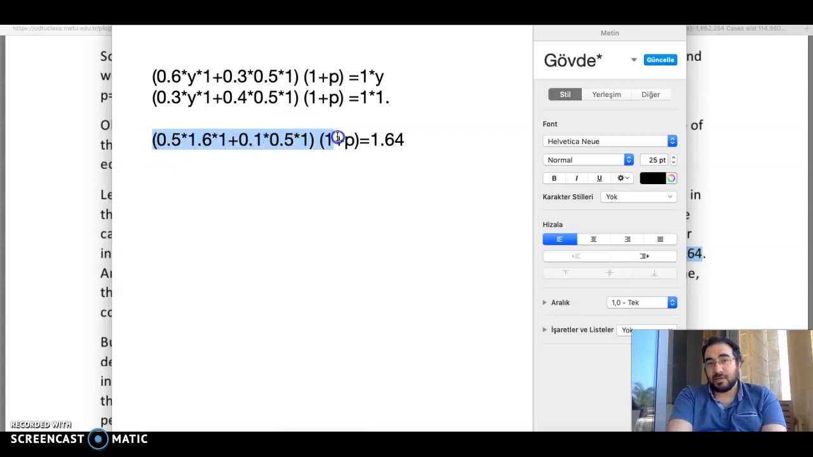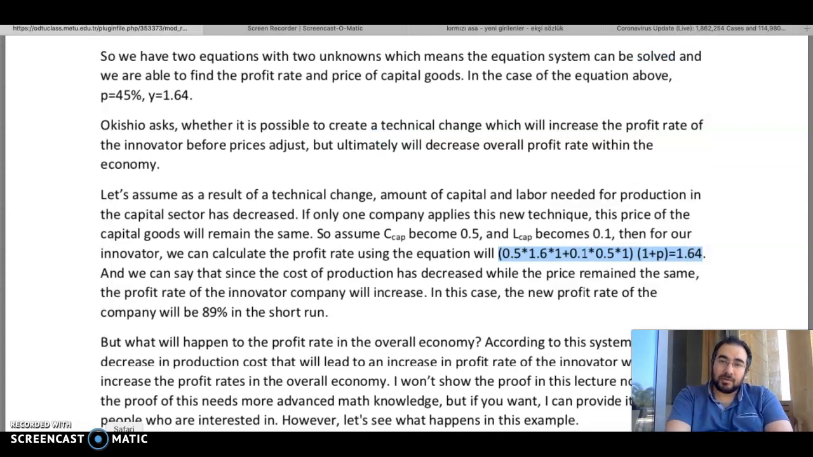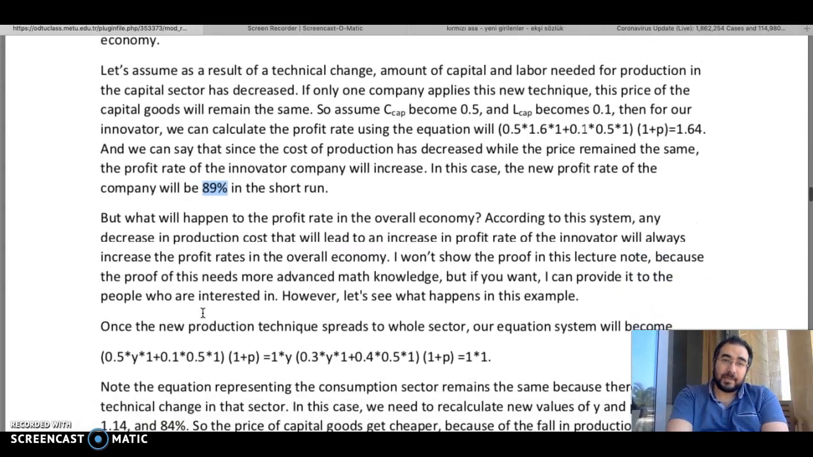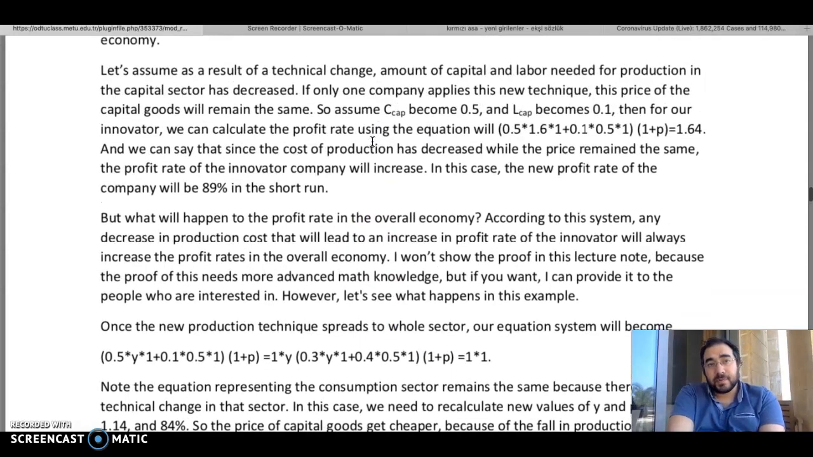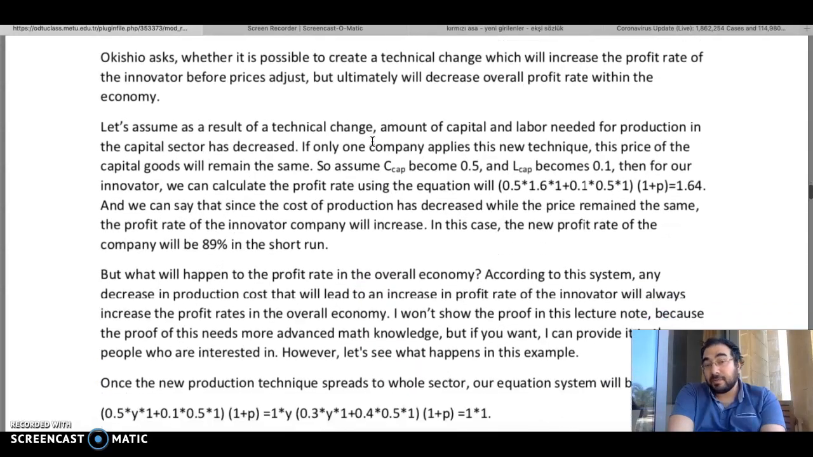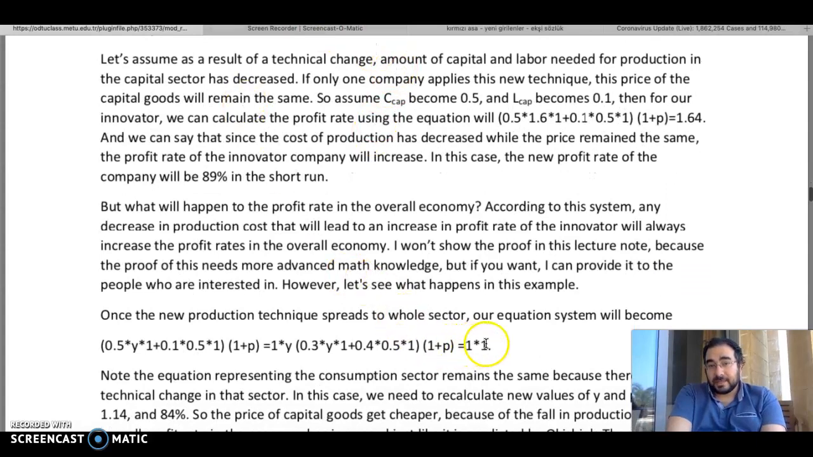We should just make this calculation and then divide it by 1.64 and find 1 plus p, which will allow us to calculate the profit rate, which will be 89%, by the way. So 89% is the profit rate of the innovator in this case, because our innovator faced a condition where the price doesn't change. So obviously it has increased the profit rate to 89% from a much lower rate, which was 45%. So what happens next?